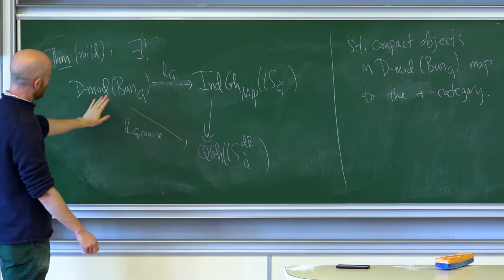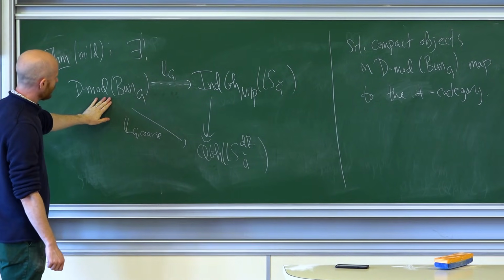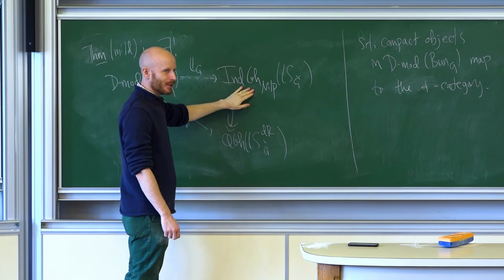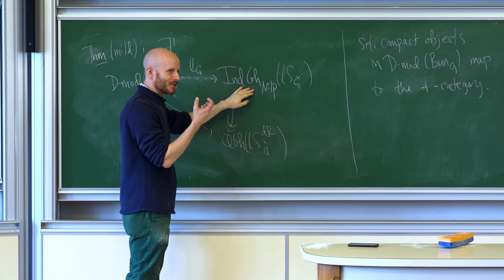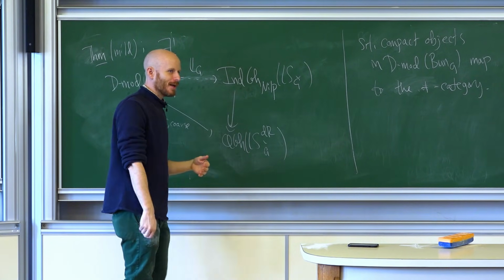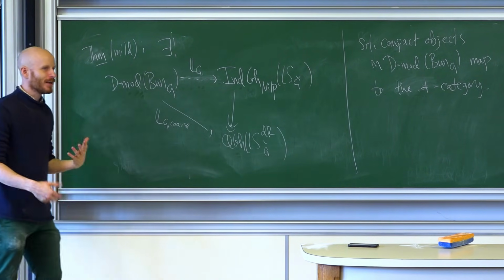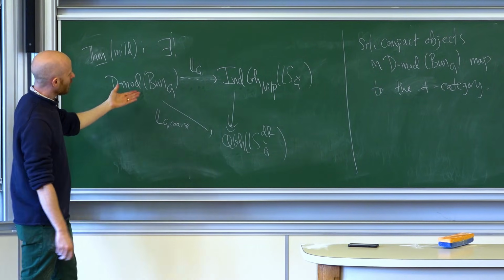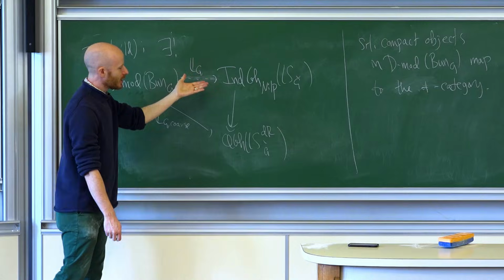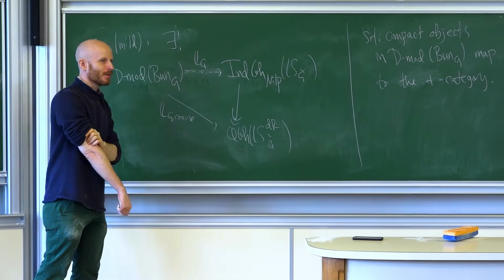So you can take compact objects in D-modules on Bun-G. Those are going to map to compact objects here. In particular, they're just some coherent sheaves, and they are bounded from below. That's the way I think about this assertion. It's just saying that if you want a functor that sends compacts to compacts, then there's only a unique possible way to fill in the diagram.